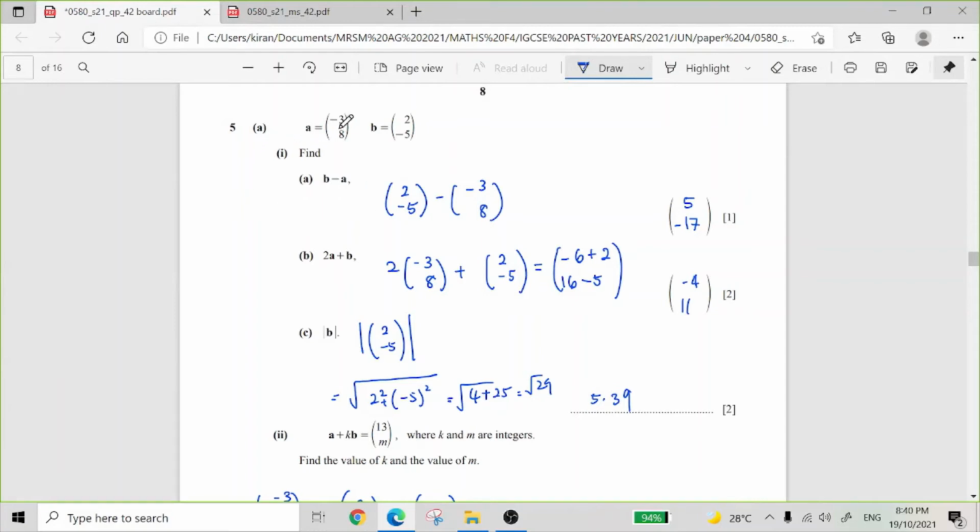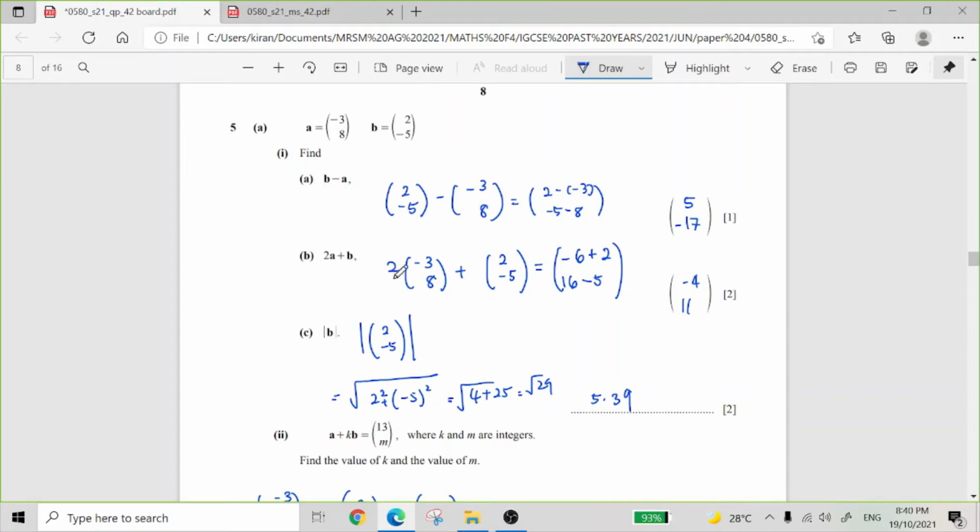Given that the vector A is (-3, 8) and vector B is (2, -5), find B minus A. So we take vector B minus A and we take it one by one. 2 minus negative 3, so 2 plus 3 becomes 5, and then negative 5 minus 8 becomes negative 17. Make sure you calculate one by one. So we get (5, -17).